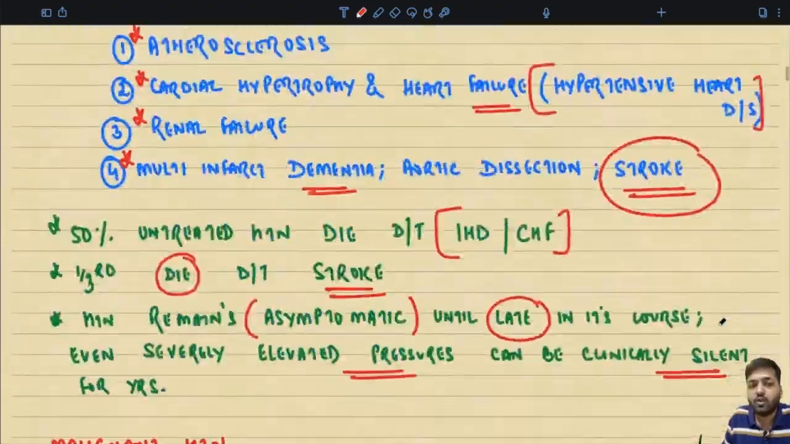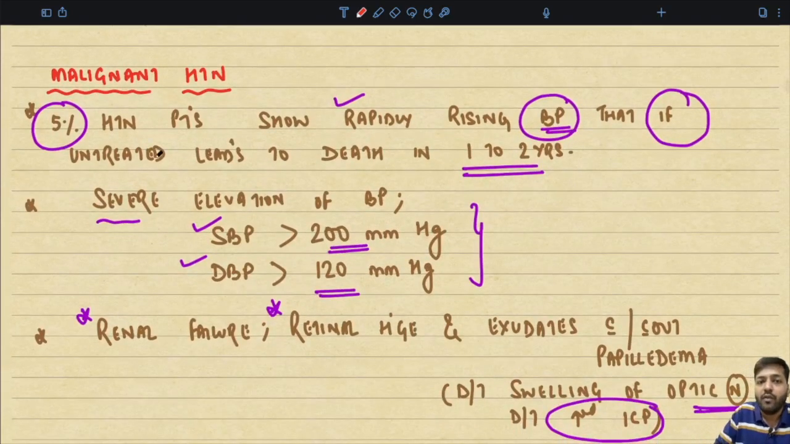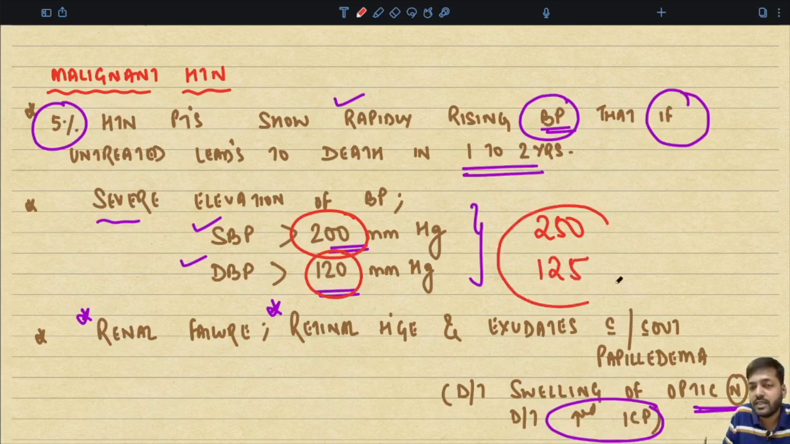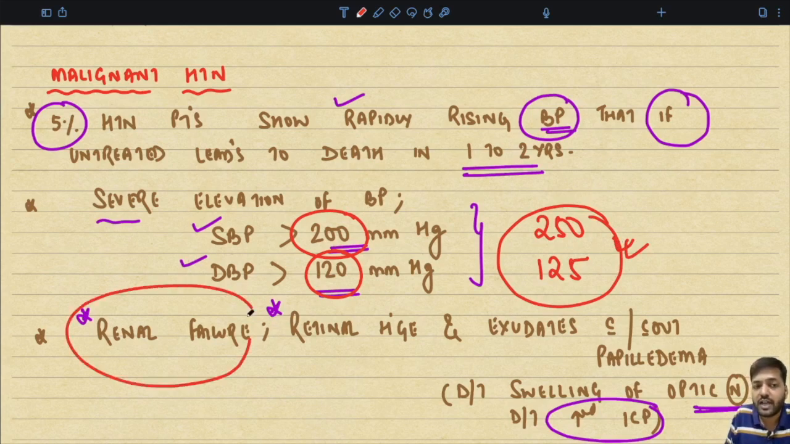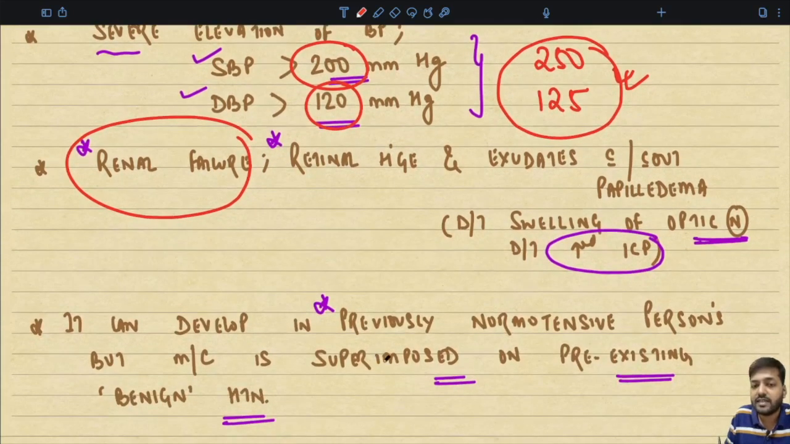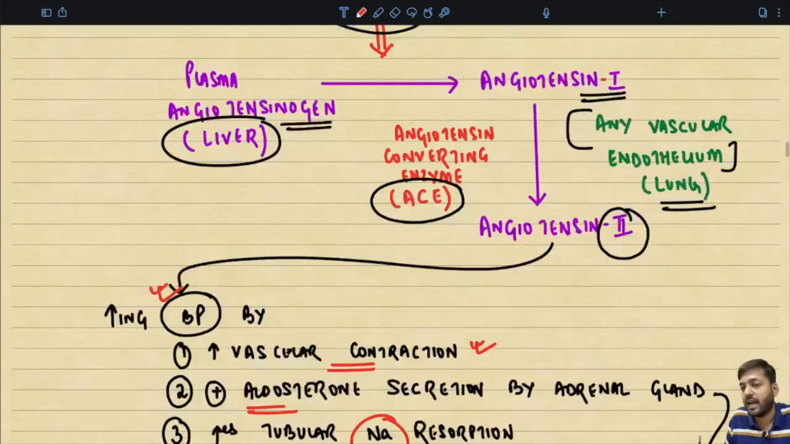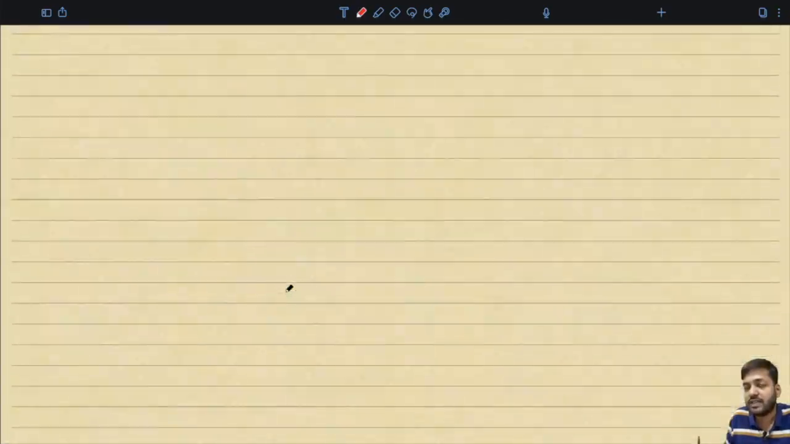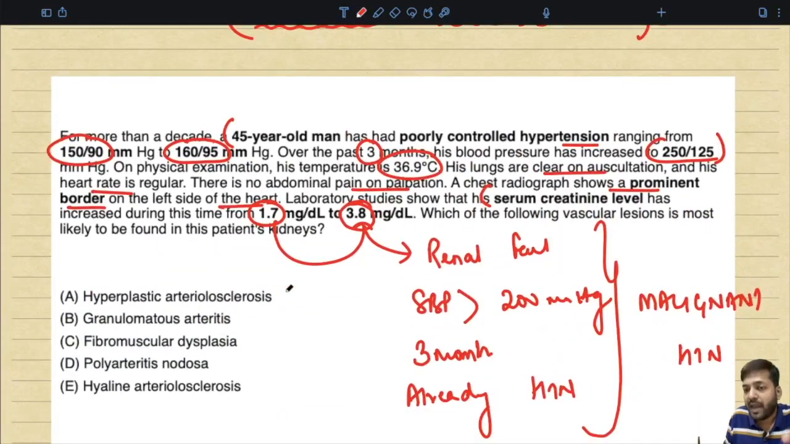Okay, so let me just show you over here. In malignant hypertension, we had seen that the systolic blood pressure has become more than 200. In this case it was 250. Then the diastolic was more than 120, it was 125. So this criterion was fulfilled. Not only that, the serum creatinine level has also risen, so the patient had gone into renal failure as well. We have also seen that this most commonly develops in patients who have pre-existing benign hypertension. The patient was already a known case of benign hypertension. So over here, this is a clear-cut case of malignant hypertension.